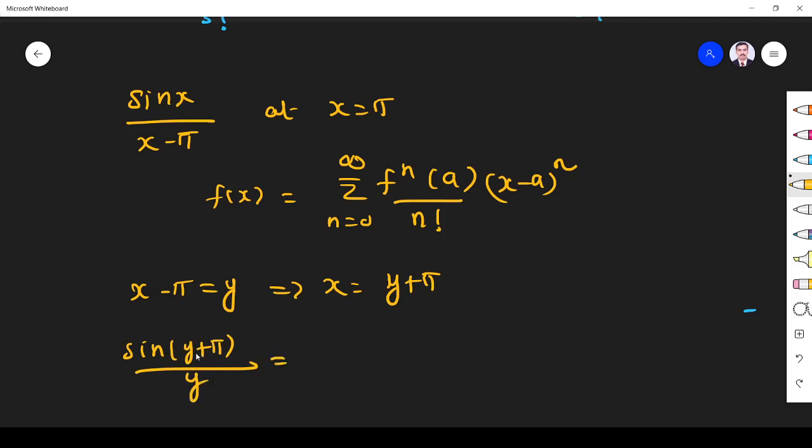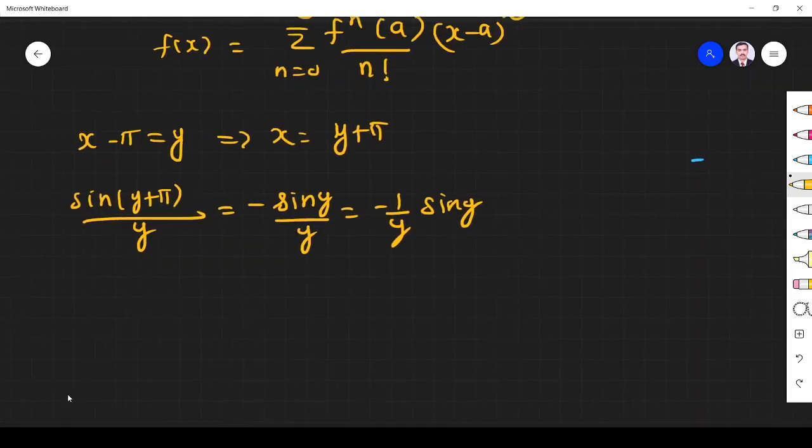That is equal to sine of theta plus pi is minus sine theta. So minus sine y divided by y. This I can write as minus 1 by y into sine y. Right? So the sine y expansion, I know. What is the expansion of sine y? That is given by minus 1 by y.